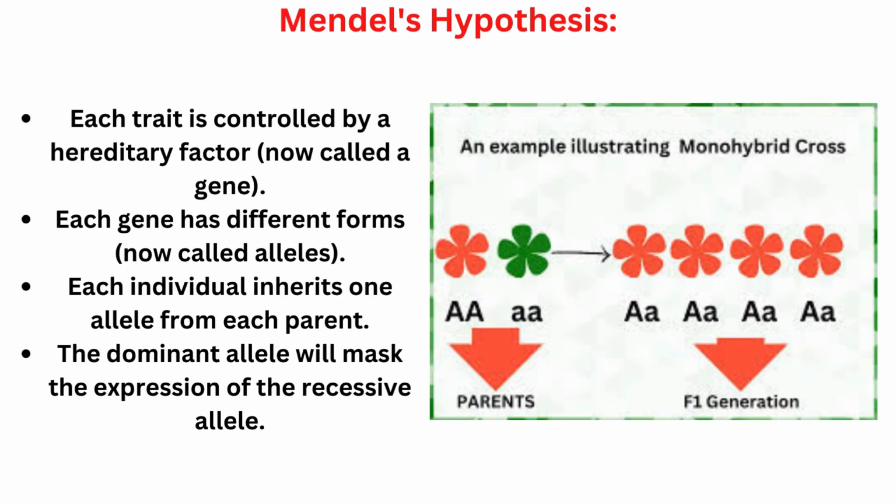Mendel's hypothesis. Each trait is controlled by a hereditary factor, now called a gene. Each gene has different forms, now called alleles. Each individual inherits one allele from each parent. The dominant allele will mask the expression of the recessive allele.